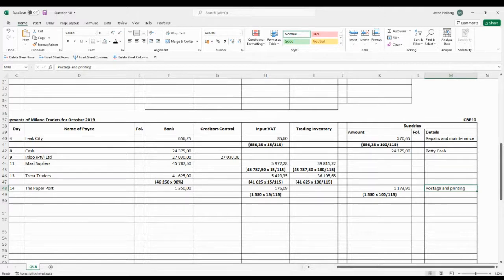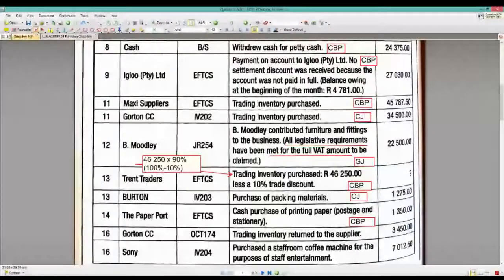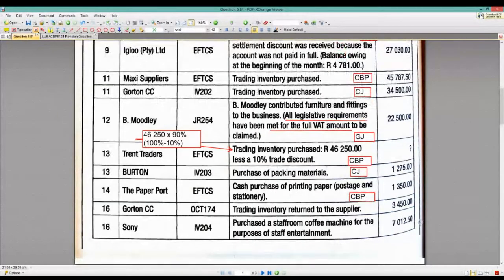Okay, so let's go back to the question. On the 16th, we've got Gordon CC. Trading inventory was returned to the supplier, so this is the CAJ. Then on the 16th, Sony purchased the staff room coffee machine for the purpose of staff entertainment. Okay, so this is CJ.